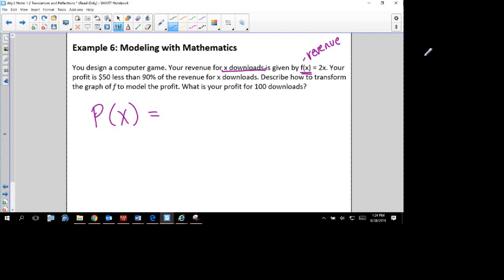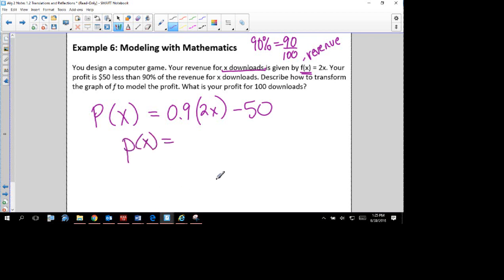That is a multiplication. And remember, 90% is written as 90 over 100, or 0.9. That's going to multiply by f of x, 2x. Then we subtract $50. So there's a stretch, and there's a translate down $50 from your revenue. Not a stretch, a shrink. This is a shrink, it's getting smaller. So then we can simplify that, and what's 9 times 2? 18, so 0.9 times 2 is 1.8. And so we have our profit function.